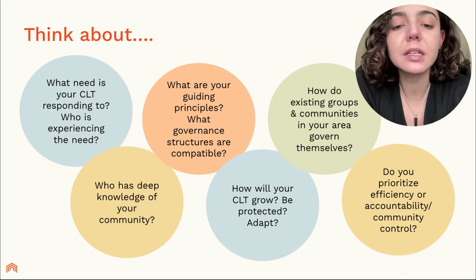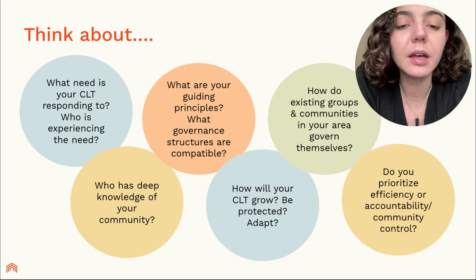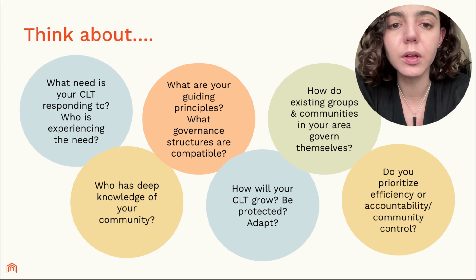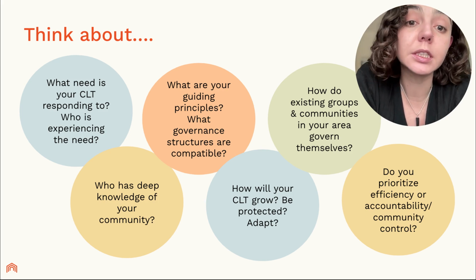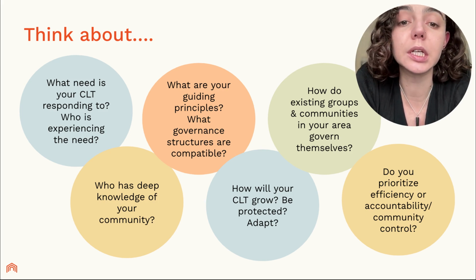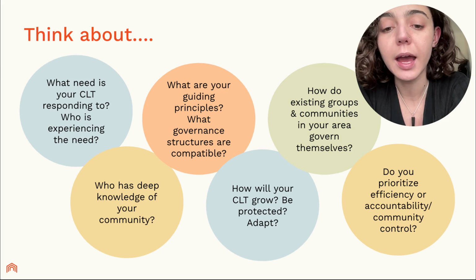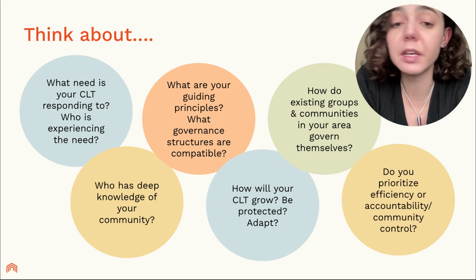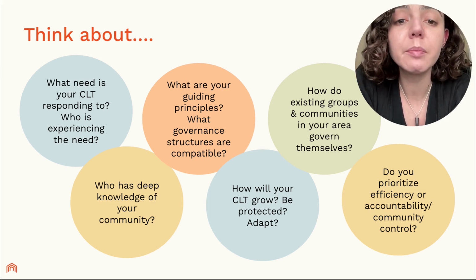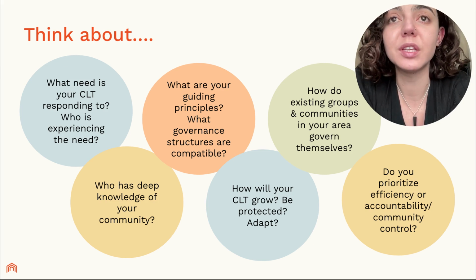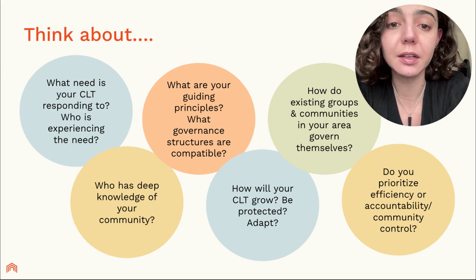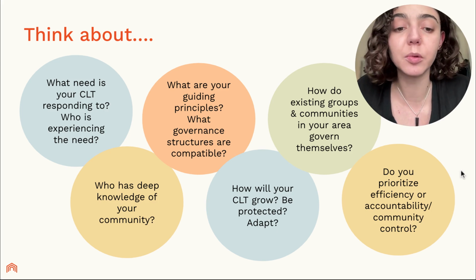And are you prioritizing efficiency or accountability or community control? These are things that you might have to balance out in your governance structure to ensure that your CLT can both act efficiently, be effective in accomplishing its goals, but also take the time to do the important broader engagement that community-based governance typically requires.